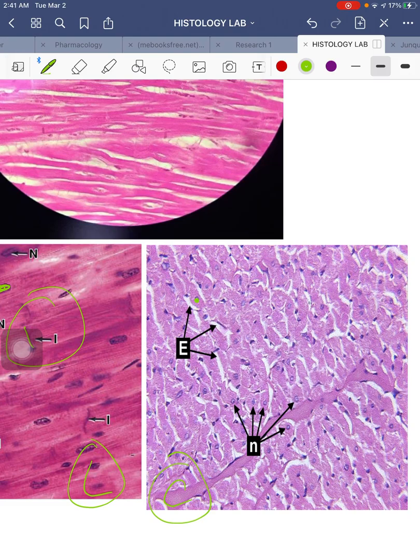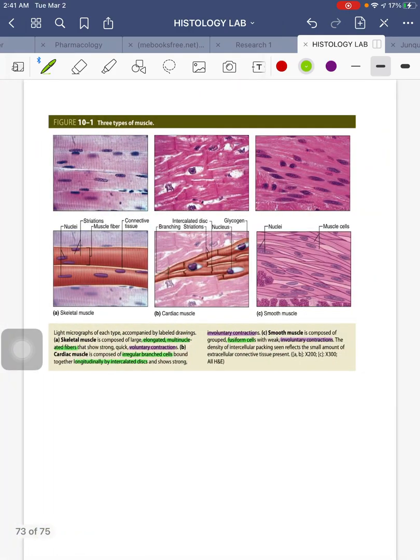But even with the actual lab slide, there's really a color difference. For me, this is just not really in the textbook, but just an observation. It's more of a violet pink color in the slide. And you can still see some branching, no? If you take into account the fine detail. Alright, so that's your cardiac muscle.